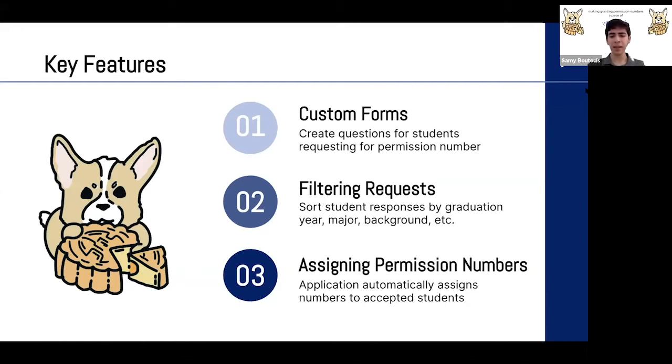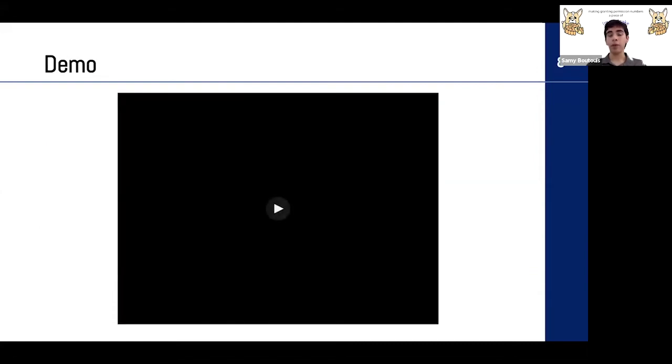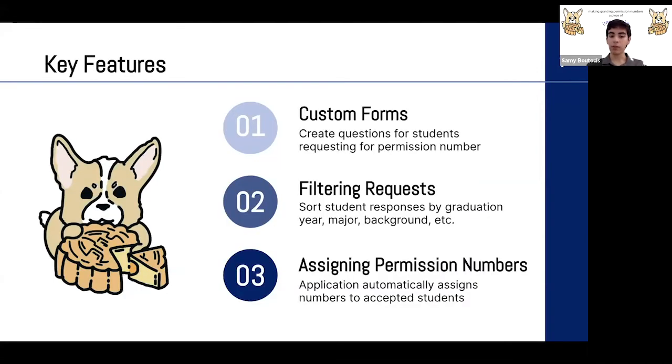And the second key feature that we incorporated in our application is the ability to filter requests. So once a faculty member or an instructor creates a course on our application and receives requests from students for a permission number, they have the ability to sort students by graduation year, major, background, their response to custom questions. So it really gives them the ability, maybe if they want to have primarily upperclassmen in their course, for example, they have the ability to filter requests and accept students with that classification.